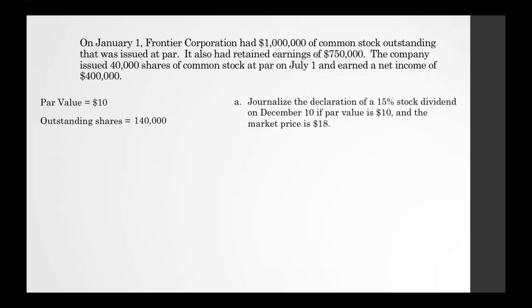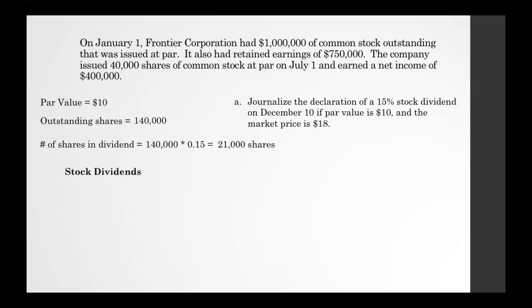Right? So now to journalize the declaration of this 15% stock dividend, what are we going to do? Well, we need to figure out how many shares are in this dividend. So we take our 140,000 shares that we have outstanding and we multiply it by the 15% that we're given as the amount for this dividend, right? So we see that this dividend will include 21,000 shares, meaning 21,000 new shares are being sent out to stockholders.